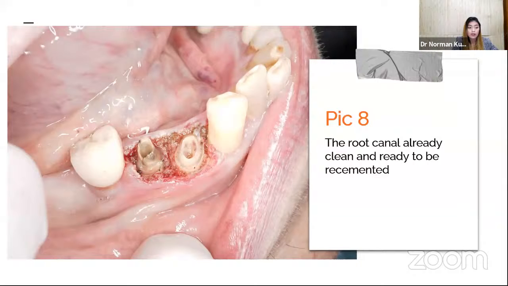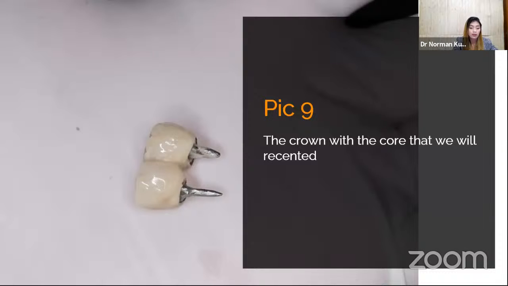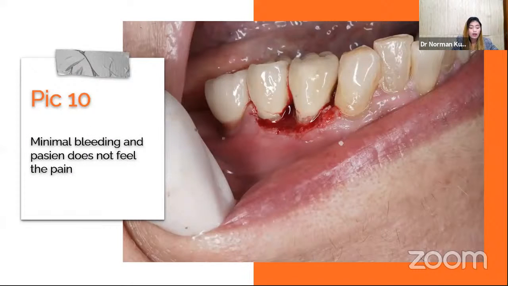So this picture is when the laser procedure is done. As we can see, the root canal is already clean and ready to be resegmented. Okay, so this is the dental crown that will be resegmented. In this picture we can see that the crown is resegmented. There is still blood, but very, very minimal, and the patient also does not feel pain.